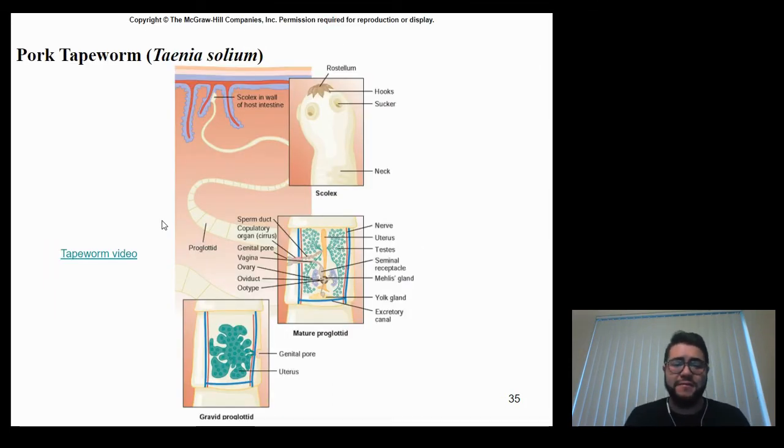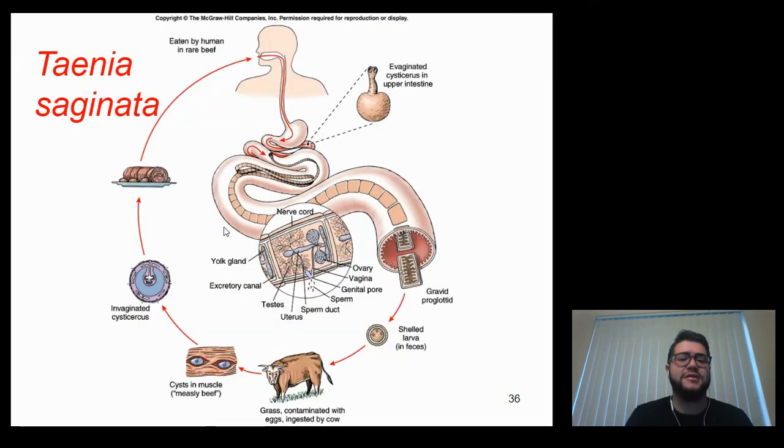There are different types of tapeworms. Here's a pork tapeworm, which works a little bit differently and attaches to the wall of the intestine, where it has these hooks and suckers, and then it grows in size. There's a cattle tapeworm, there's a human tapeworm.